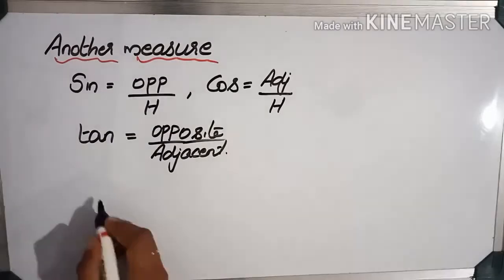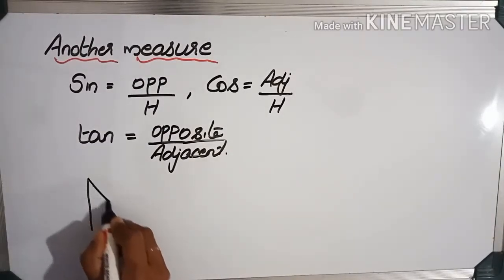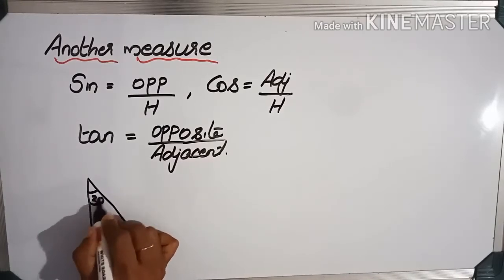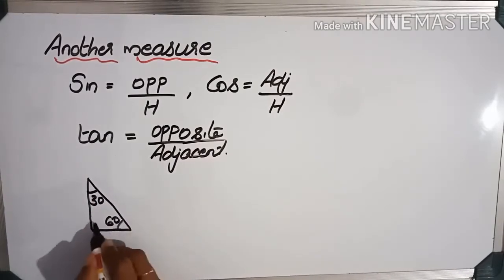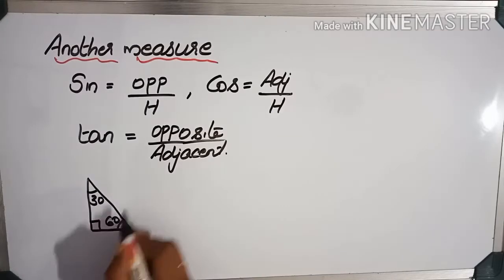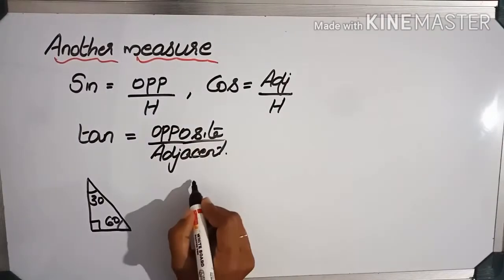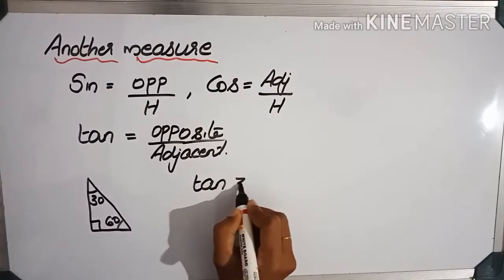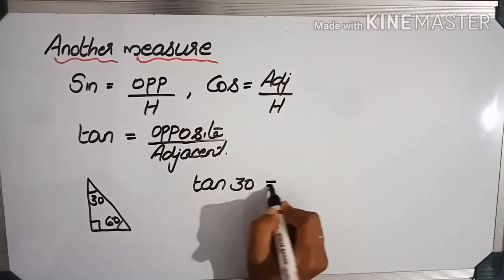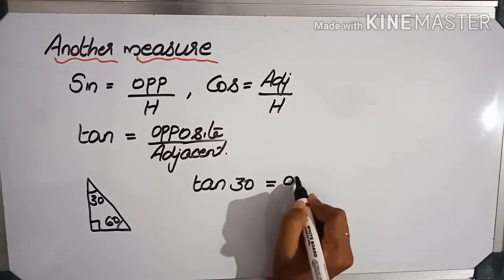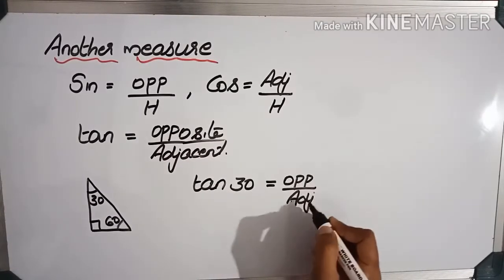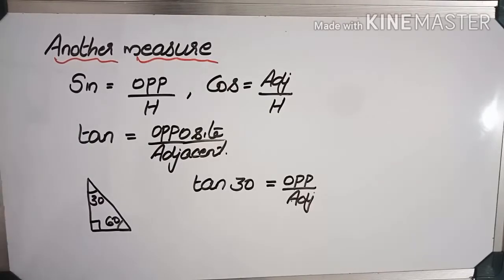For example, if we have a triangle with the angles 30, 60, 90 degree. Sine cos values we already learned. Next is tan value. So here tan 30. If we want to find tan 30 equal to what? Opposite side by adjacent side of 30 degree angle.